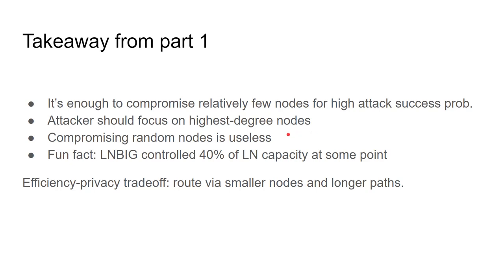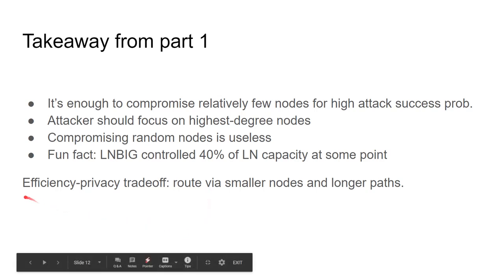And a fun fact is that this entity known as Alan Big at some point controlled about 40% of Lightning Network capacity, which means that the scenario where many important nodes are under the control of one centralized entity is not that far-fetched. It's actually rather close to reality, and it's important to understand that and what it means for the privacy and security of the Lightning Network.